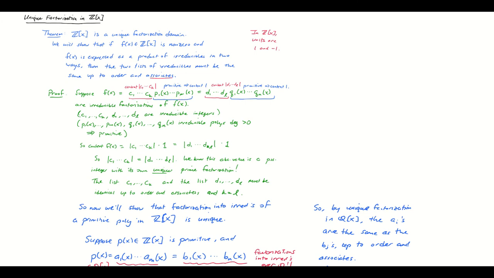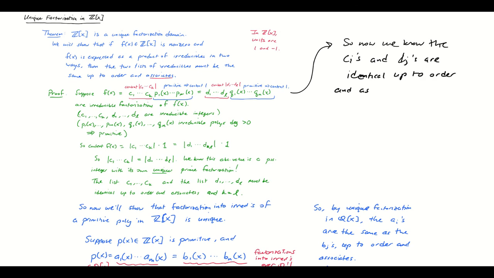All right, so what's the point? Well, the point is, so now we know the CIs and DJs are identical, up to order and associates. And now there's one more little tricky bit I have to be careful about, because down here I was talking about one primitive polynomial, which was factored in two different ways. This might be a little bit different. The product of the p's and the product of the q's don't have to be exactly the same. They could be, one of them is the opposite of the other one. In other words, this product here could be an associate of this product here.